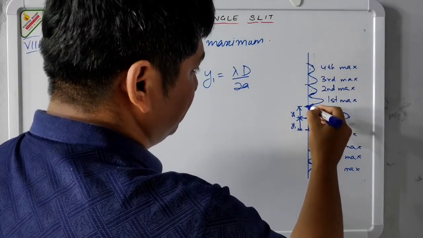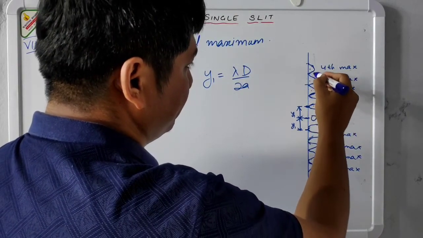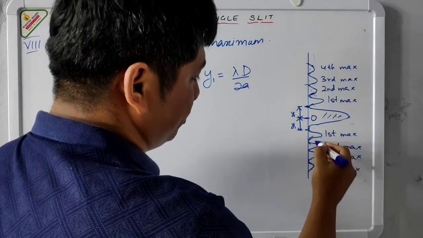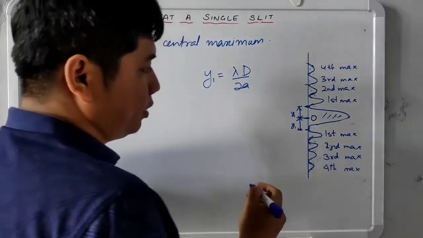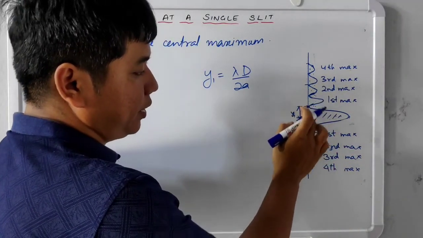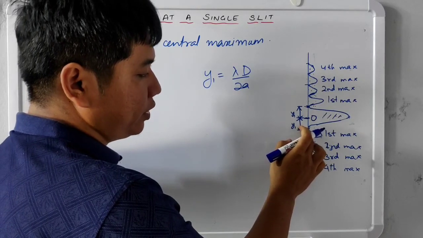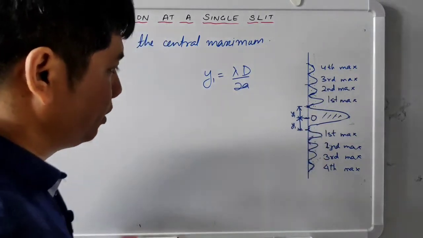These are the positions of the dark bands. These are also the dark bands on the other side. This is the position of the first dark band. This is also the position of the first dark band on the other side.